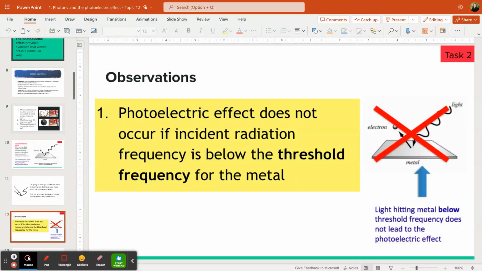So, number 1, the photoelectric effect does not occur if the incident radiation frequency is below the threshold frequency for that metal. Okay, so we have this concept of a threshold frequency for a particular metal. Gold, silver, magnesium, aluminium, all the metals have their own individual threshold frequencies. And basically what that means is the light that's being shone on the metal has to at least meet that threshold frequency for the metal to emit electrons.